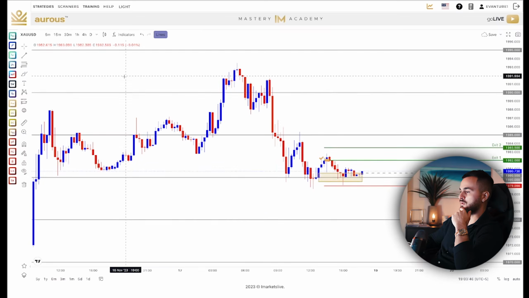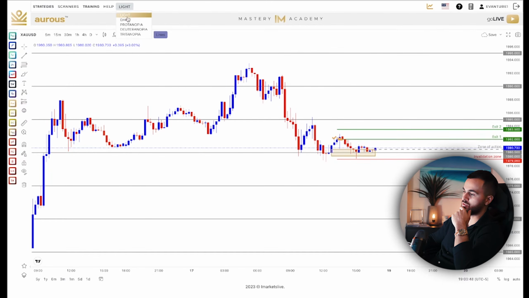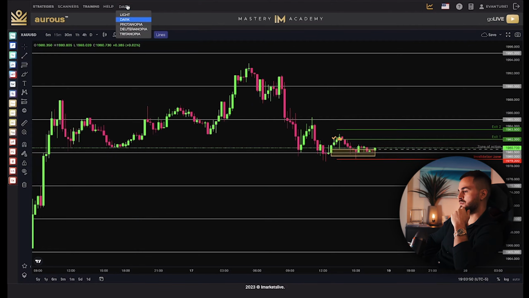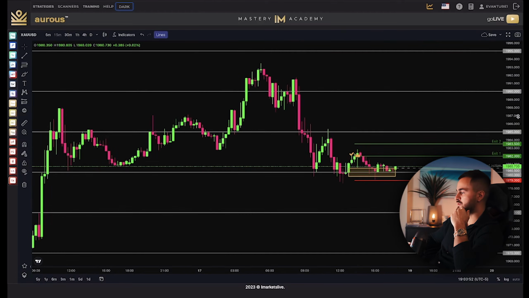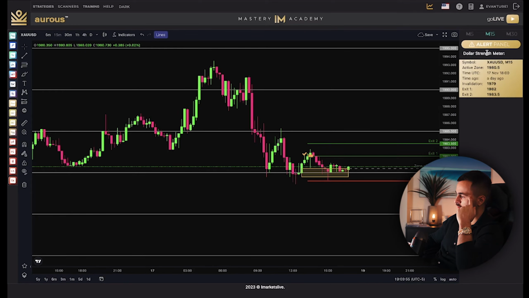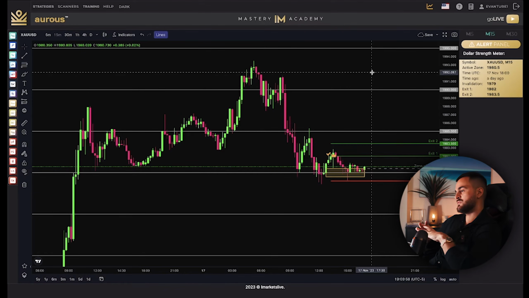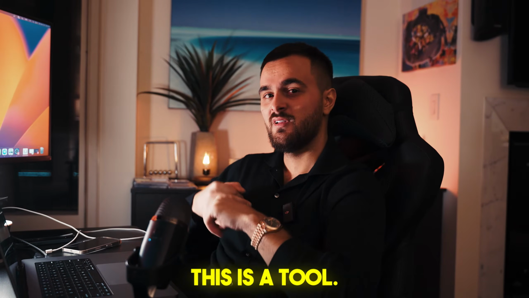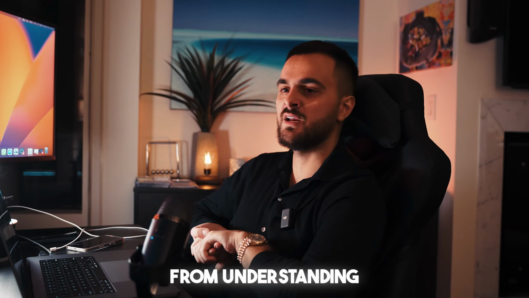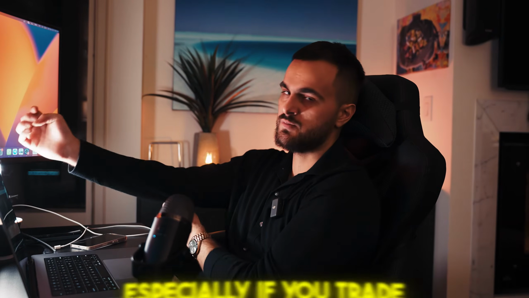This is the scanner. We're logged in right now. You can actually change the color from light to dark. I personally like the dark feature. It looks a bit cooler. Up here we have our alert panel. I'm going to get into what this does for us, because it gives us the upper hand. This is a tool. There's a benefit from understanding how to use this, especially if you trade gold.